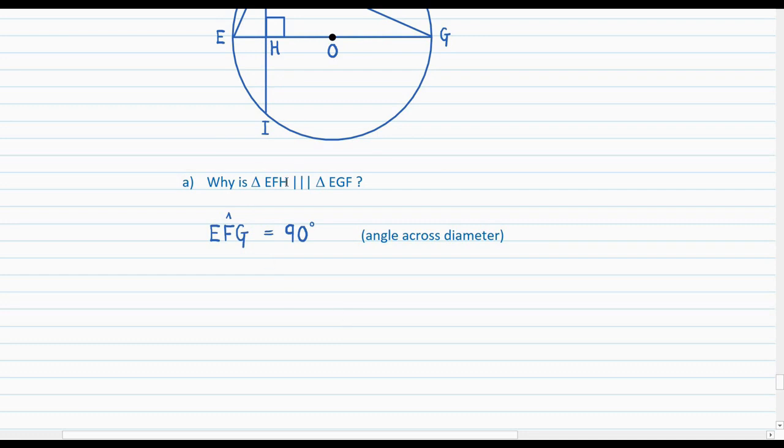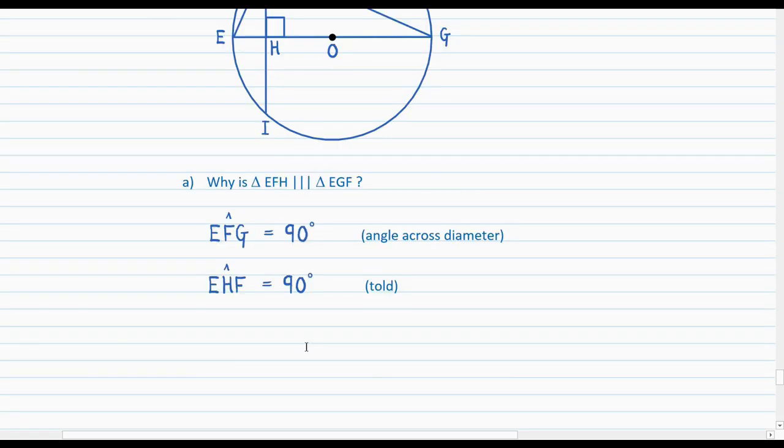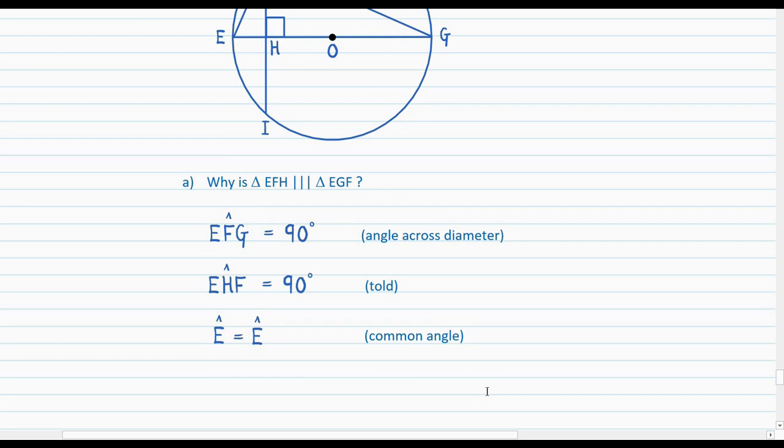Then for triangle EFH, this would be the right angle, as we were told in the question. Then the other obvious option is the angle at the corner E, since this angle is common to both the triangles. And therefore, since two angles are equal, that proves that EFH and EGF are similar.